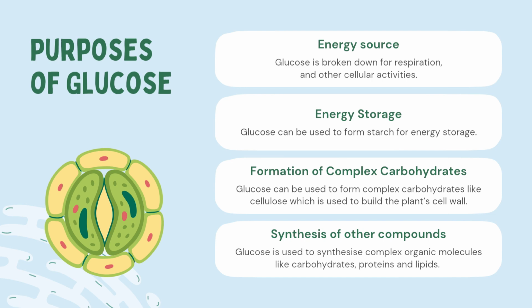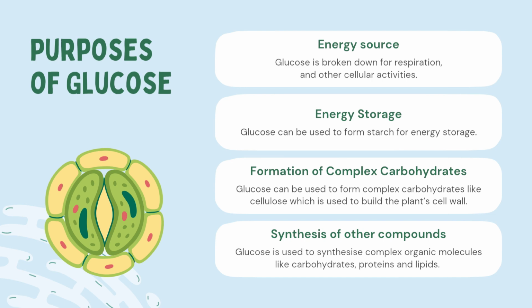3. Formation of complex carbohydrates. Glucose can form cellulose, which builds the plant's cell wall. Think of it as construction material for plant buildings. 4. Synthesis of other compounds. Glucose is also used to make proteins, lipids, and other important molecules. Basically, plants are mini chemical factories.